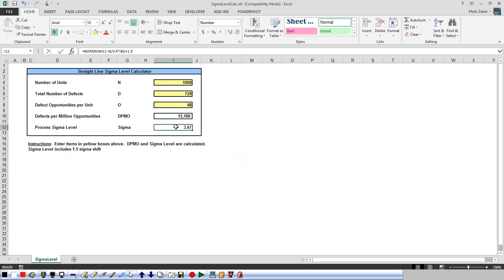So this says, at least to most people, hey, not a bad process, but it could be better. We're not at 6 sigma, but we're not at 2 sigma either. Okay. So that's all well and good.